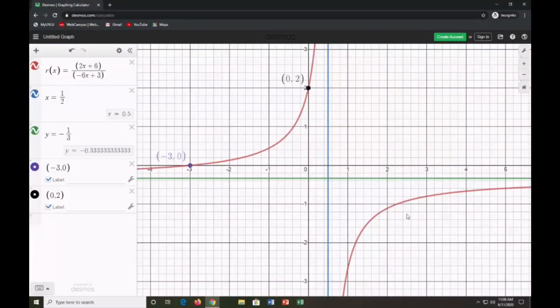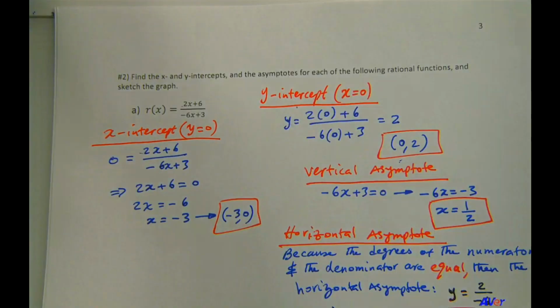I'm sure you agree that this graph looks a lot better than what I did on paper. Okay, so let's go back to the dot camera for the next example.